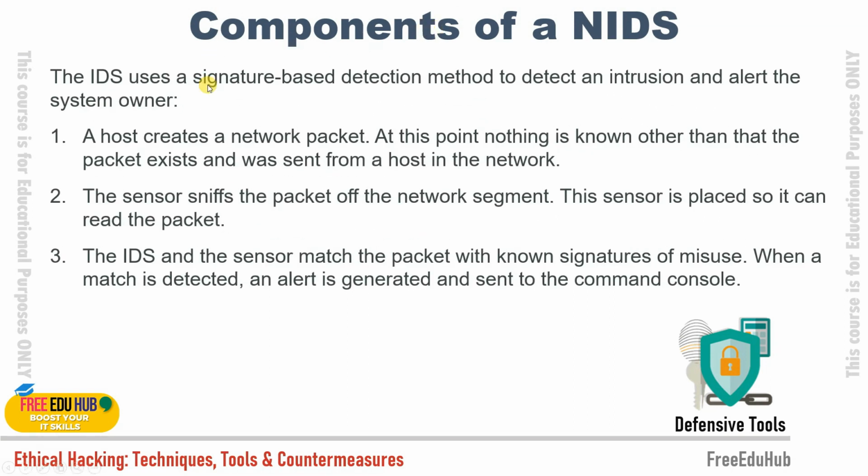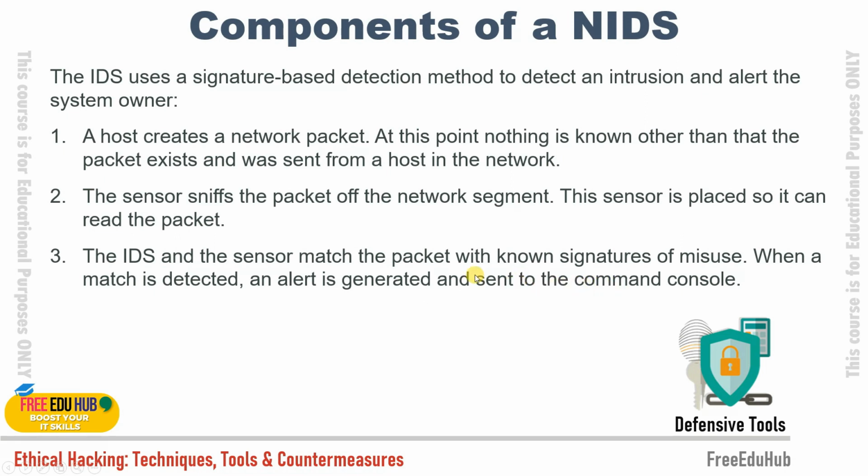It uses a signature-based detection method to detect an intrusion and alert the system owner. A host creates a network packet. At this point, nothing is known other than that the packet exists and was sent from the host in the network. Now the sensor sniffs the packet on the network segment. This sensor is placed so that it can read the packets, and the IDS and the sensors match the packets with the known signatures of misuse. When a match is detected, an alert is generated and sent to the command console.